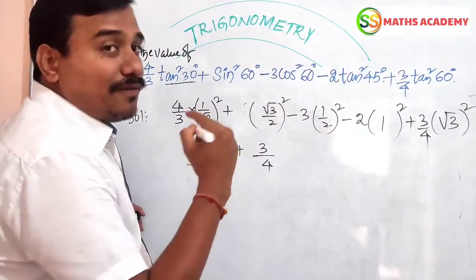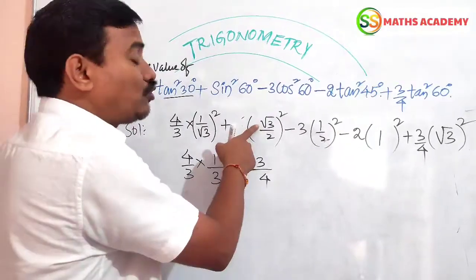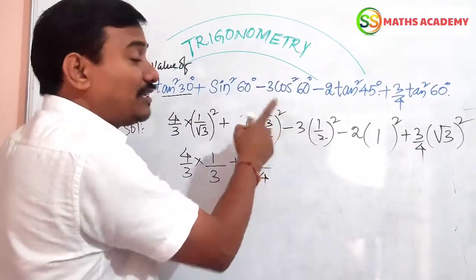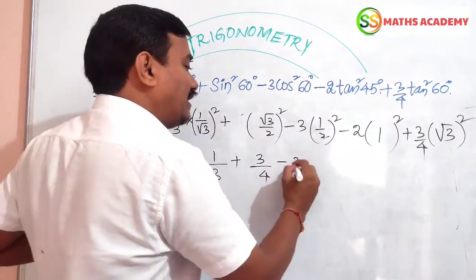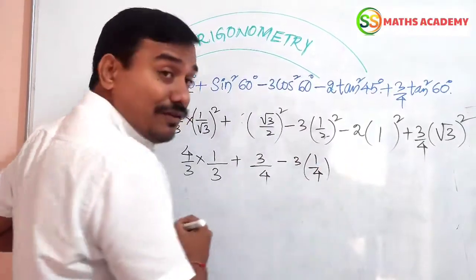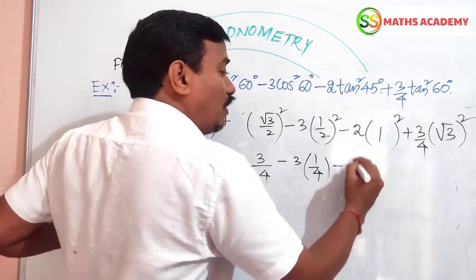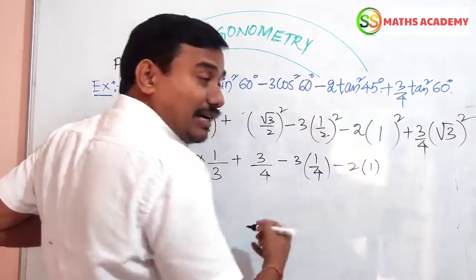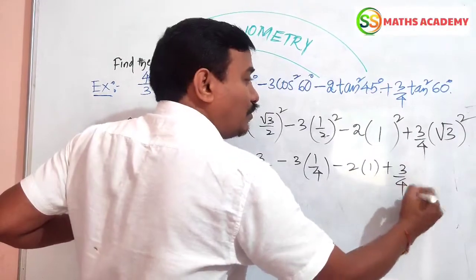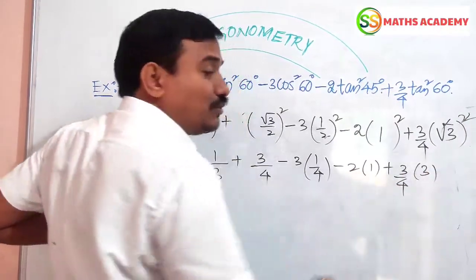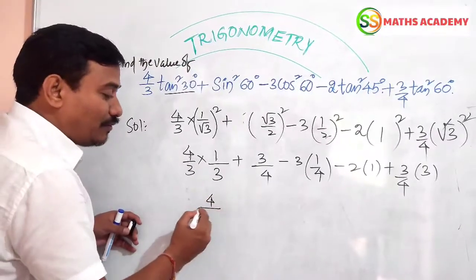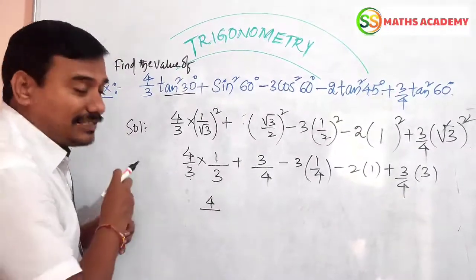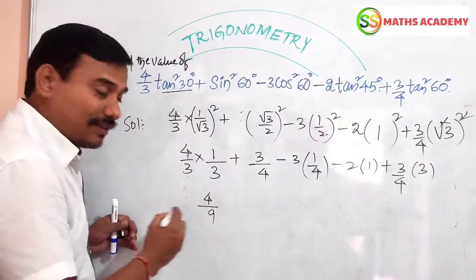It is in the form of a power m by b power m, that is nothing but root 3 whole square by 2 square. Square root cancels, 3 will come, 2 square value 4, minus 3 of 1 by 4. 1 whole square is nothing but 1. Now plus 3 by 4, the square root is cancelled, we should get only 3. Now 4 times 1 is 4. Product of numerators by product of denominators, 3 times 3 is 9.